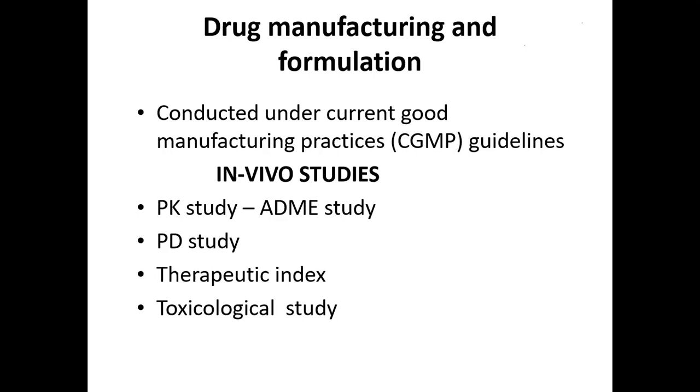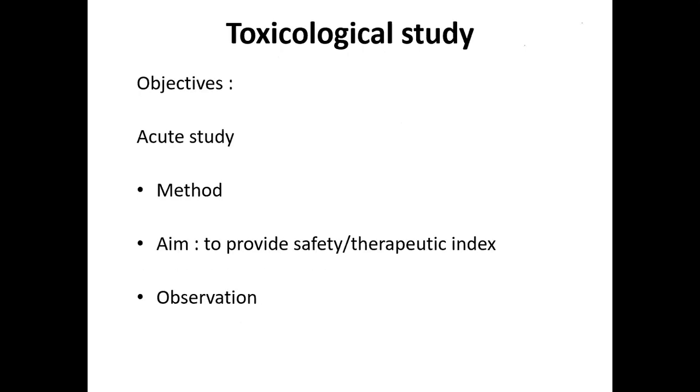So we also follow with toxicological studies. Generally, there are certain objectives set, and these toxicological studies will be acute, subacute, chronic studies, the teratogenic studies, the mutagenicity studies, which are again very, very time-consuming studies. It has certain methods to be followed, and the aim is to provide the safety of the drug. In the acute toxicity study, you provide the safety of the drug and you assess what is its therapeutic index in the observation.